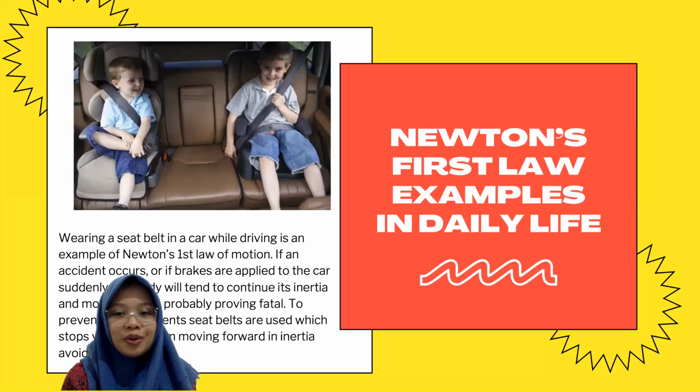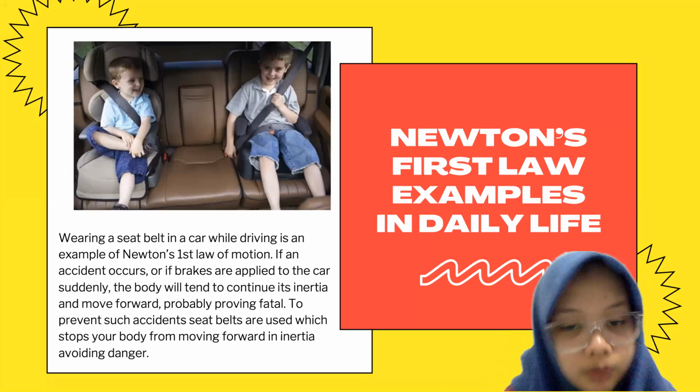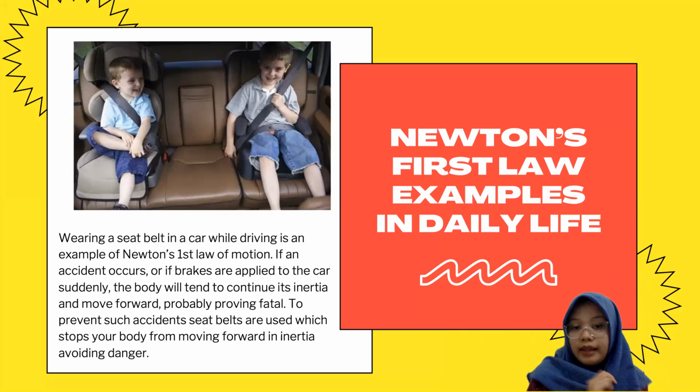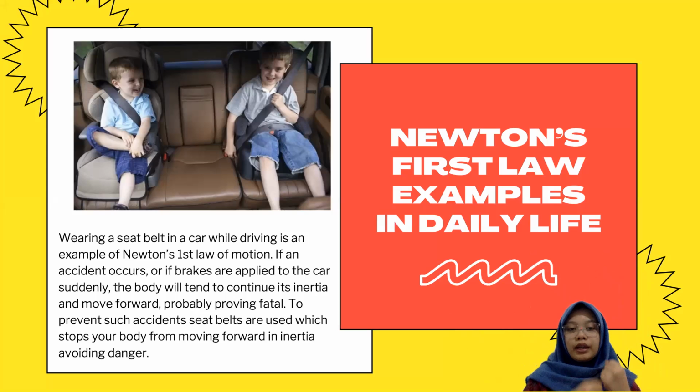Next, we have a Newton's first law example in daily life. Wearing a seat belt in a car while driving is an example of Newton's first law of motion. If an accident occurs or if the brakes are applied to the car suddenly, the body will tend to continue its inertia and move forward, probably proving fatal. To prevent such accidents, seat belts are used, which stop your body from moving forward in inertia, avoiding danger.